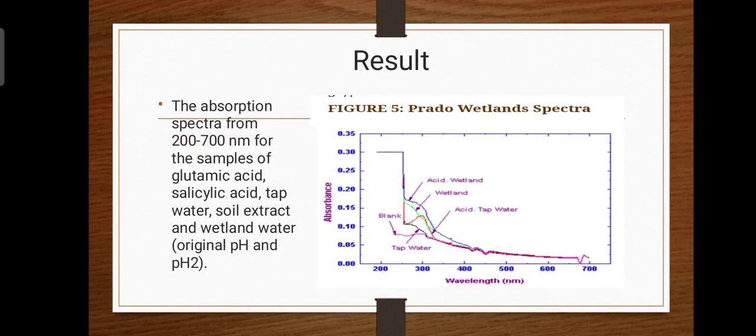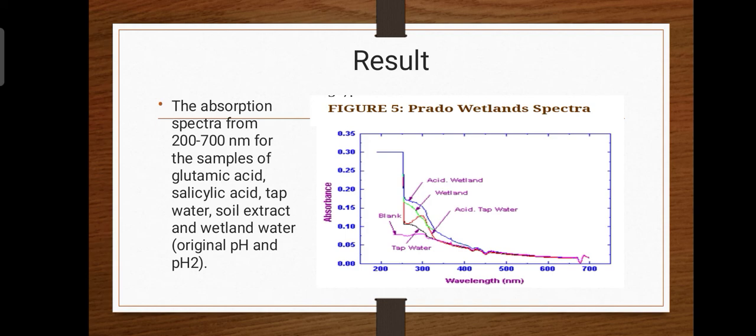The result that I will be showing here is just one of the results from the experiment. The absorption spectra from 200 to 700 nanometers for the samples of glutamic acid, salicylic acid, tap water, soil extracts, and wetland water. It's from the wetland water at the original pH and pH 2. Here, shown in the figure, is the Prado wetland spectra.